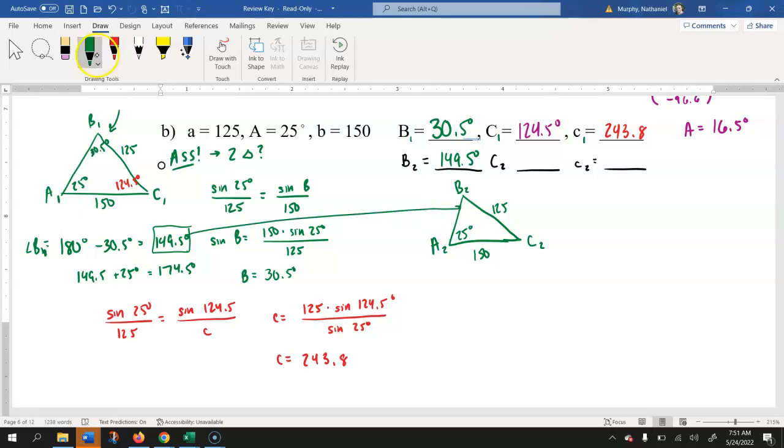So now I can simply subtract what I know from 180. If I take 180 minus 149.5 minus 25, well, if you remember, we already did that, as we said over here, we had 174.5 degrees, and so if we took that and subtracted it from 180, we get 5.5 degrees. 5.5 degrees left over there.